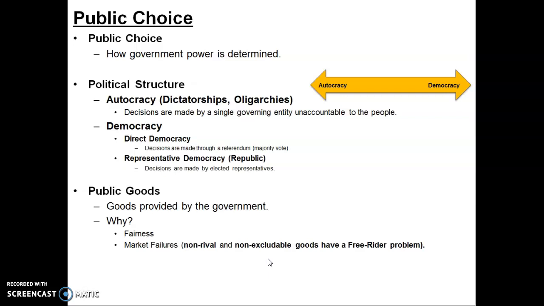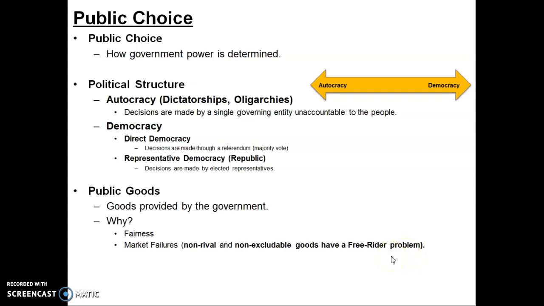But if you can't do that, then a highway would be a non-excludable good, and no profit-seeking entrepreneur would go and build a highway and take on all those costs, only to find out they can't exclude non-payers. By the way, the non-payers would be called free riders, because they could get the benefits without paying for them.